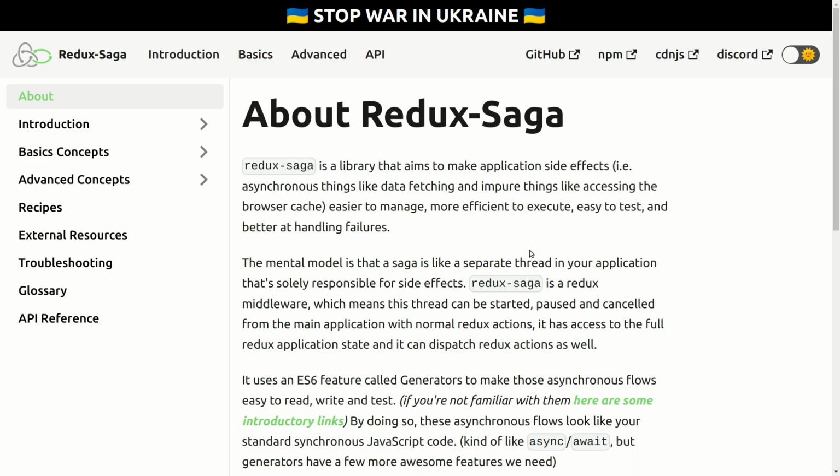This is going to be one of the most demanded series. So here we are going to talk about Redux Saga. So what is this Redux Saga? Redux Saga is basically used to perform side effects, right?